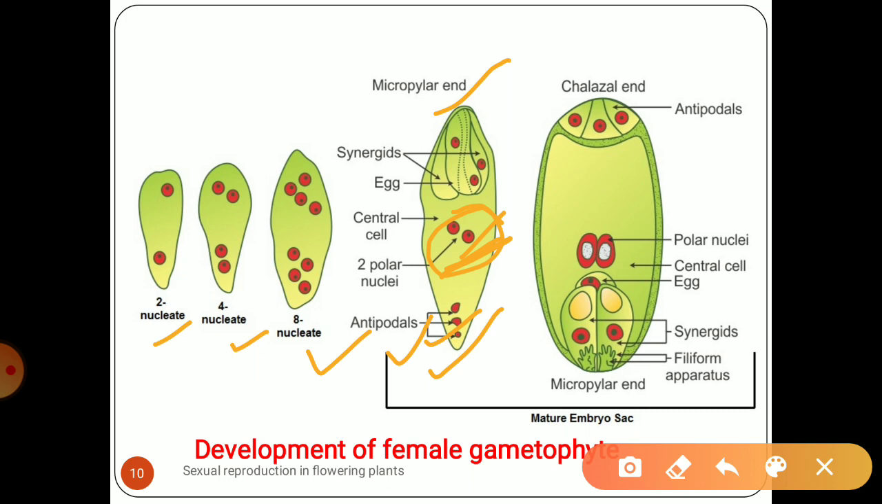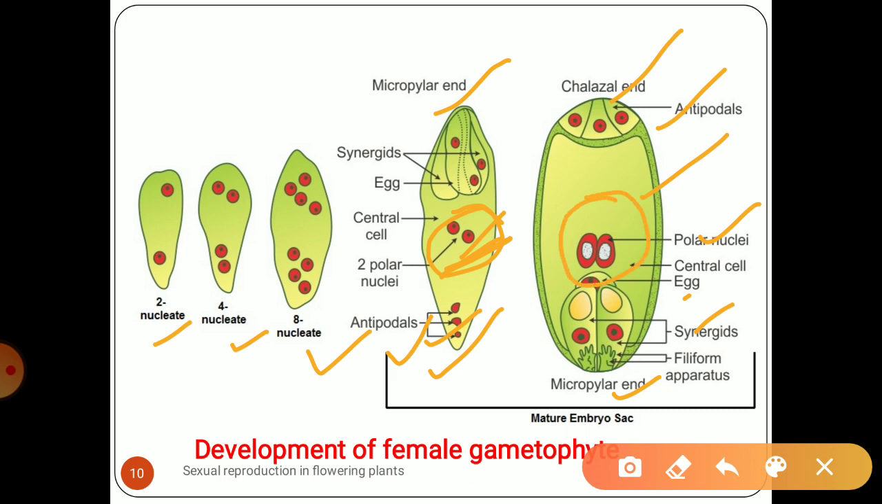Now after they move and cell walls are laid down, it forms a mature embryo sac. So this is the structure of the mature embryo sac, where you can clearly see that towards the chalazial end 3 antipodals are present, and towards the micropylar end you will find 2 synergids and 1 egg cell, and the polar nuclei are in the center, which is also called the central cell.